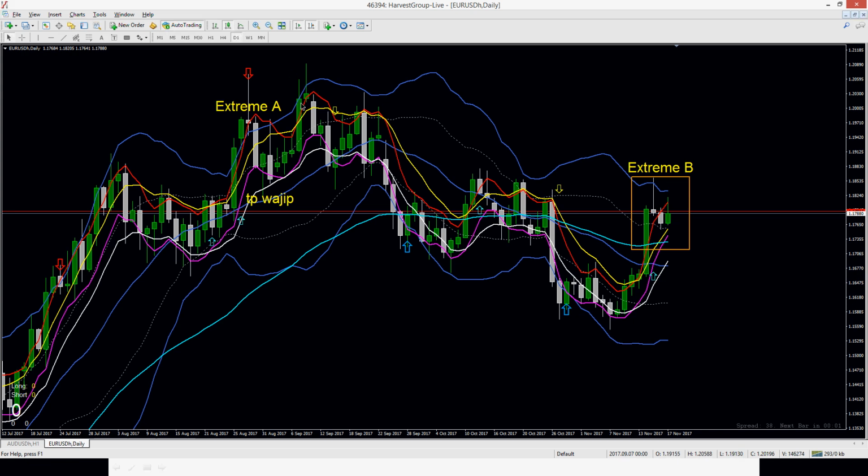Extreme A, TP Wajib, then obviously the price tried to go up again but could not manage to break top BB. So this candle over here is the first indication of an MHB. The next thing we need to know is whether there will be a reverse candle. The second one is also a candle that couldn't break top BB, and finally you have a reverse candle over here.